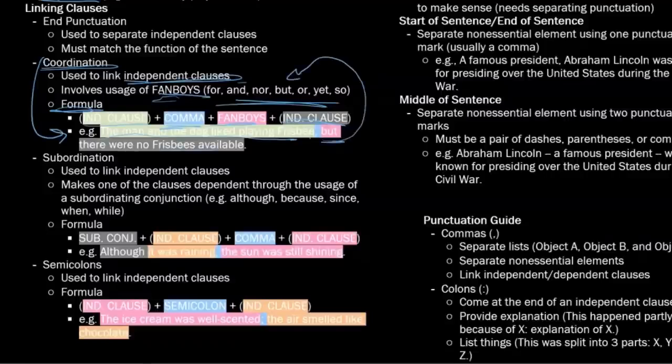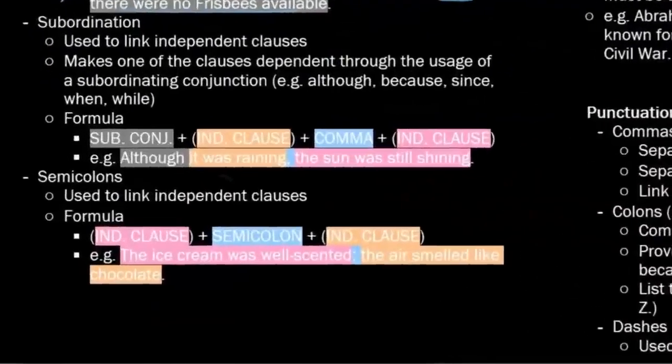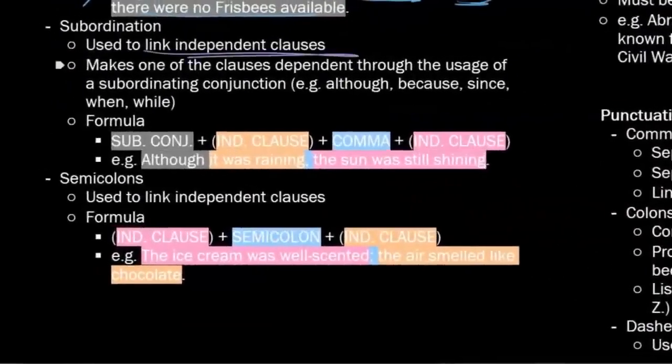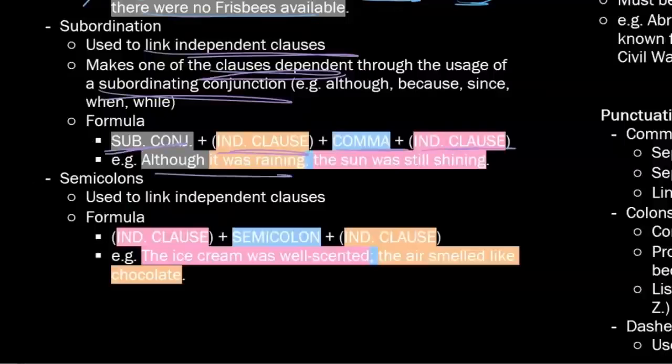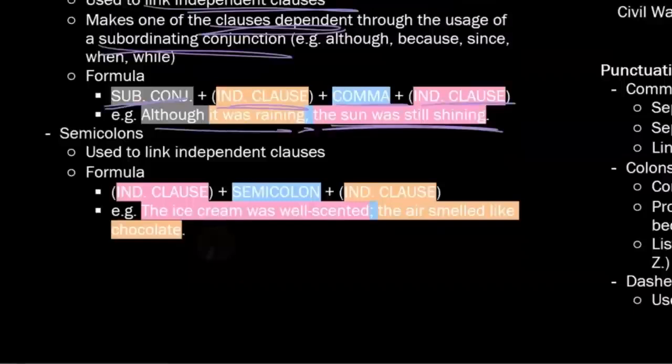another independent clause. Let's look at subordination. We're going to use it to link independent clauses again, but we're going to make a clause dependent by using a subordinating conjunction. So we have a subordinating conjunction, a dependent clause, a comma, and an independent clause. Although it was raining, think about it, on its own it doesn't really make sense because you need to say something else, although what, right? It doesn't make sense. Comma, the sun was still shining, another independent clause.